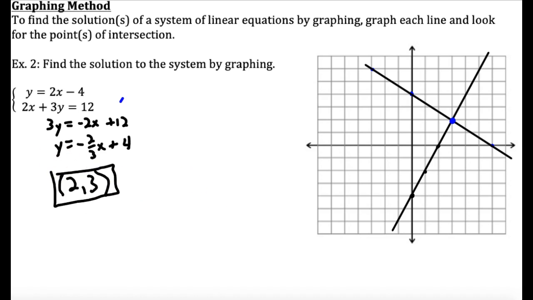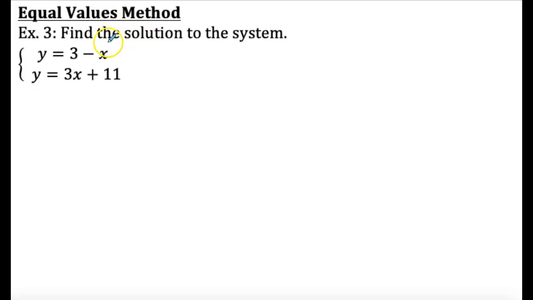Now, the next method is the equal values method, and this is a specific subset of using substitution. If I've got two equations that are already solved for the same variable, y equals 3 minus x, y equals 3x plus 11, what I can do is just set 3 minus x equal to 3x plus 11. What I'm trying to do is find where these two lines are equal, the place where they intersect. So I can just say 3 minus x equals 3x plus 11 and solve this.